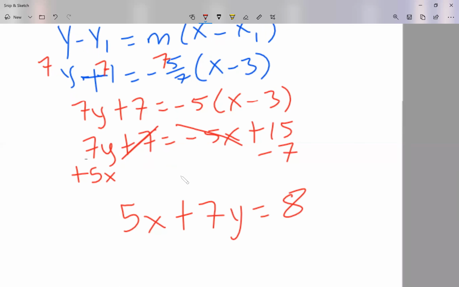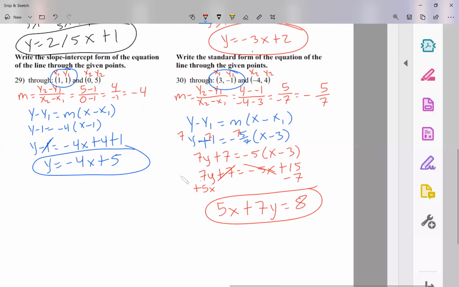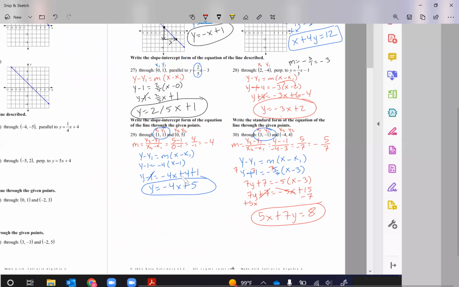For standard form, no fractions, x and then y on the left side, and the x does not start with a negative, so we're good. Let me zoom out. Now you guys can see what we did.